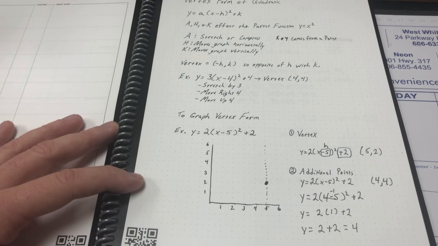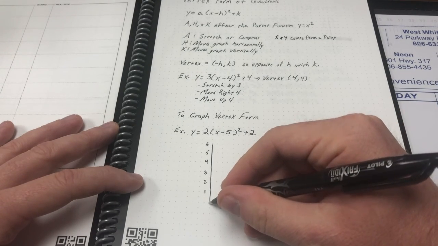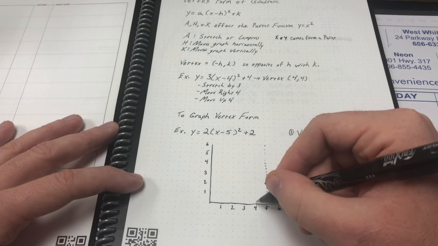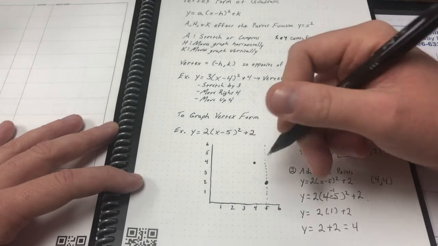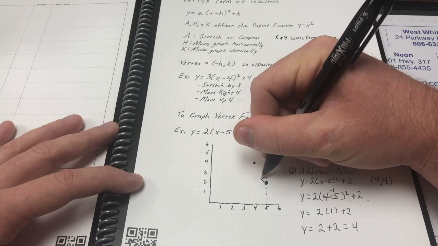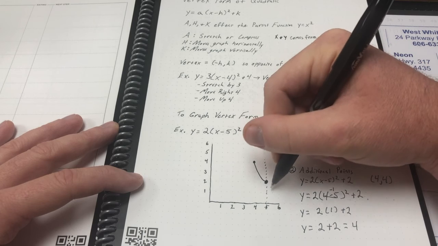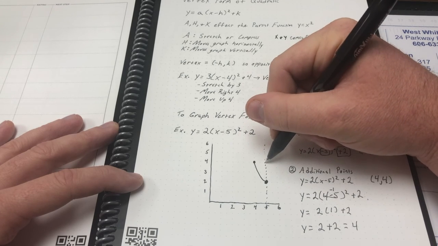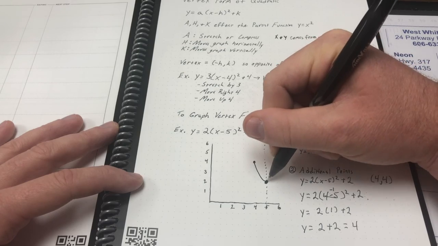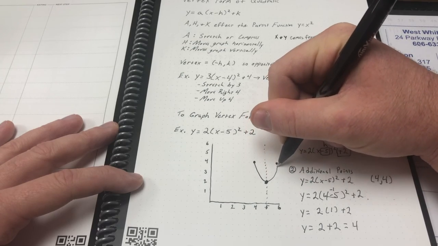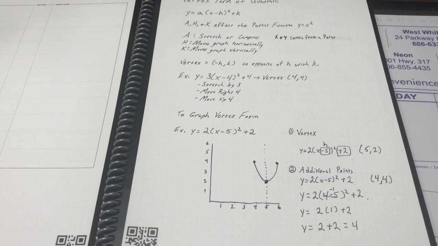So I had the point 4, 4. I would come from my origin over to 4, up to 4, and draw a point. That gives me this curve shape. And then where it's a reflection, 6 is also 1 away from 5, so it's going to be at 4 as well. And then you have graphed your quadratic, your parabola.